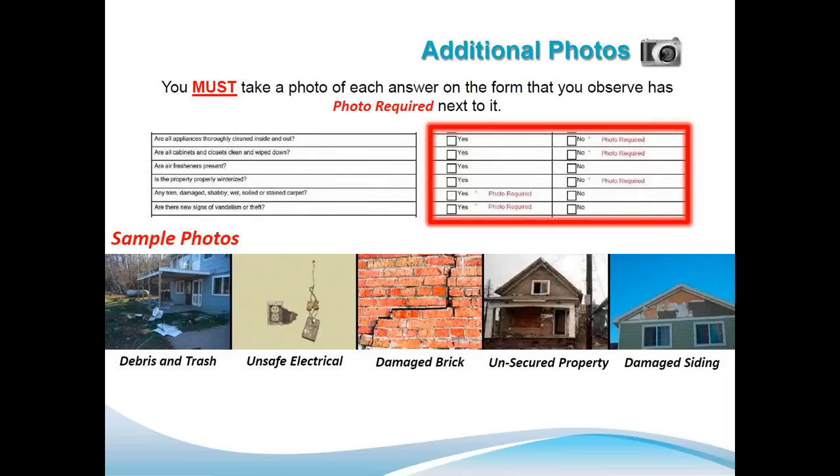Several questions on the form will require a photograph if answered a specific way. Below are some samples of the photos required depending on the condition of a property: debris and trash not removed, unsafe electrical, damaged exterior brickwork or siding, and an unsecured property.